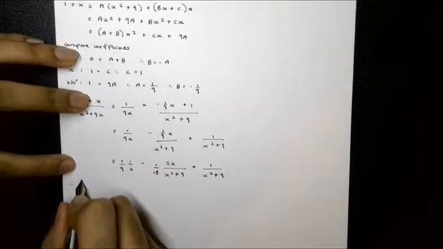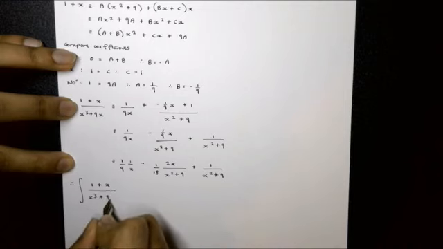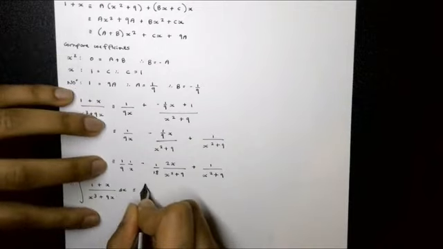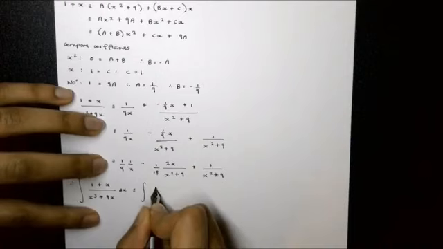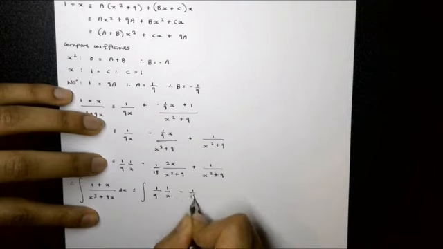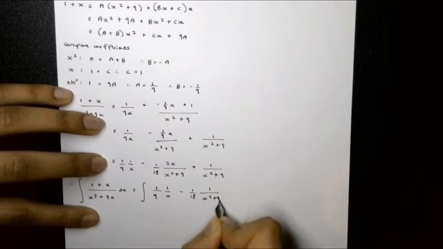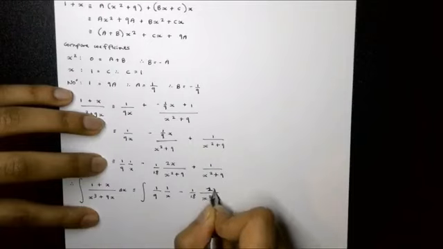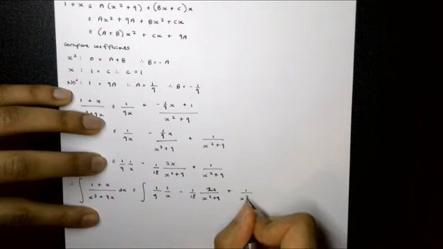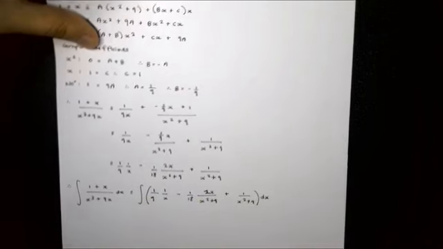So therefore, if we now attempt to integrate, we're integrating 1 plus x over x cubed plus 9x with respect to x. So this is the same as integrating 1 over 9 lots of 1 over x minus 1 over 18 lots of 2x over x squared plus 9 plus 1 over x squared plus 9. So we're integrating this all with respect to x.